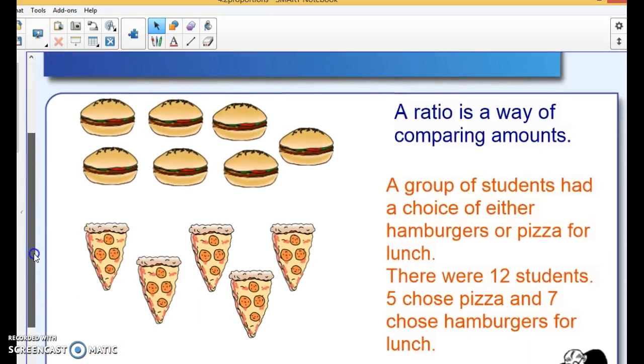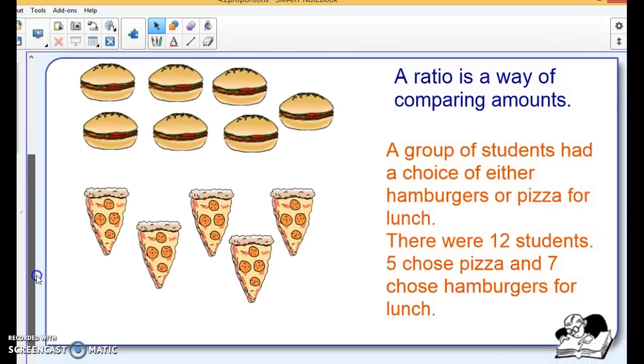So a group of students had their choice between hamburger and pizza for lunch. There were 12 students, 5 chose pizza, 7 chose hamburgers. So I would say 5 to 7 is my proportion. This way I could also say if there were 24 students, then I'd have 10 that chose pizza and 14 that chose hamburgers.